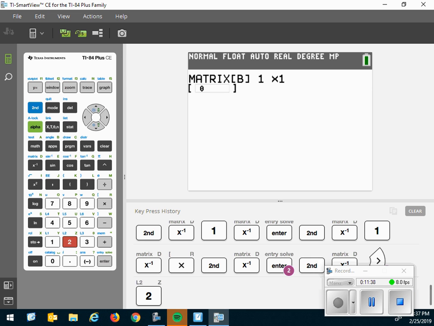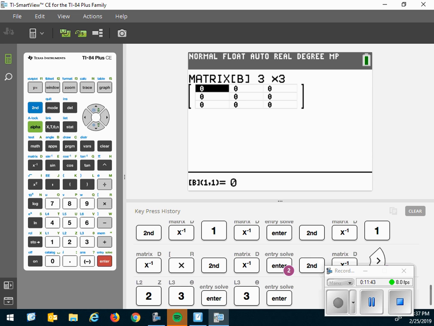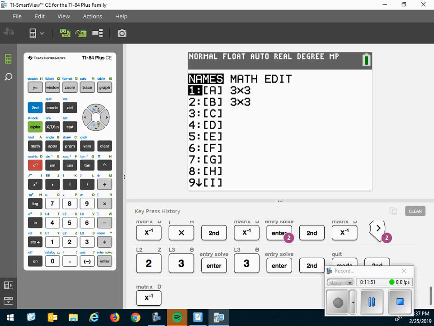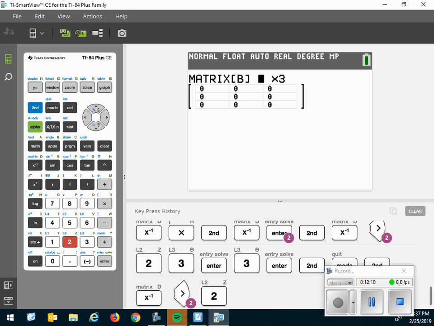What are the dimensions of matrix B? It's a 3 by 3. How did I get over to matrix B? I'll show you. I went to matrix, and I went right to edit. Yeah, and when I put enter, maybe we need to change that. You enter if you're wanting matrix A. But if you want matrix B, then you're going to have to go and choose it. Okay, get your matrix B in.